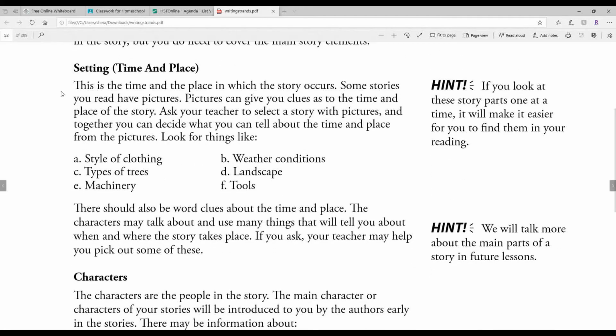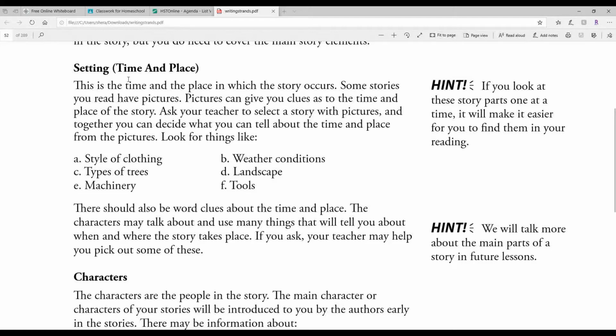Now, one of the story elements is called the setting. The setting is the time and the place in which the story occurs. Some stories you read have pictures, and pictures can give clues as to the time and the place. It says to ask your teacher to select a story with pictures, and together you can decide what they tell about. You look at the style of their clothing, the weather conditions, the landscape, the machinery, the trees. You look at all of those things. And oftentimes, if there are no pictures, there will be word clues about the time and the place.